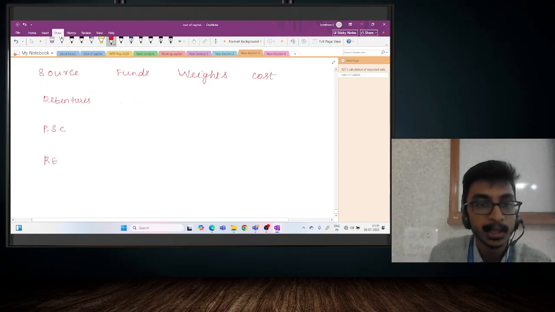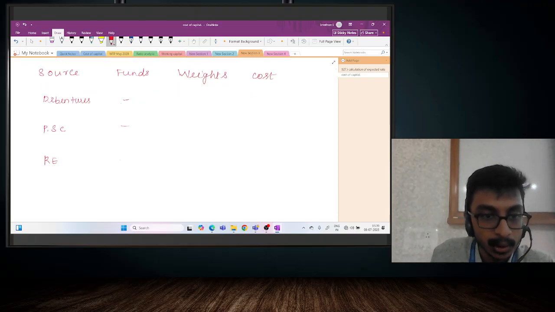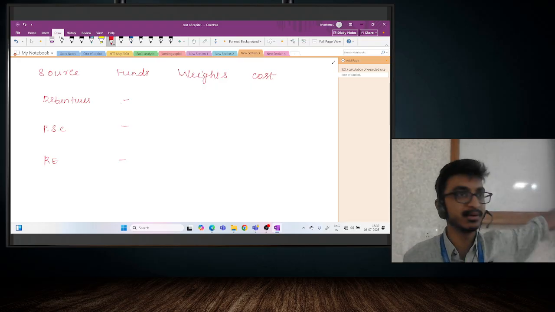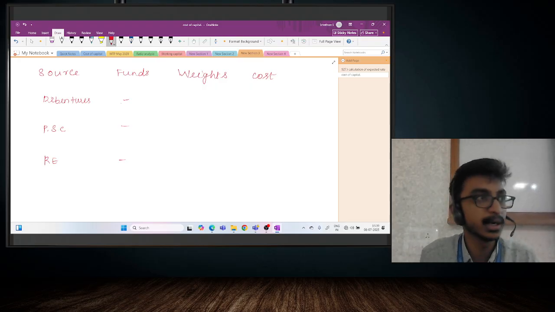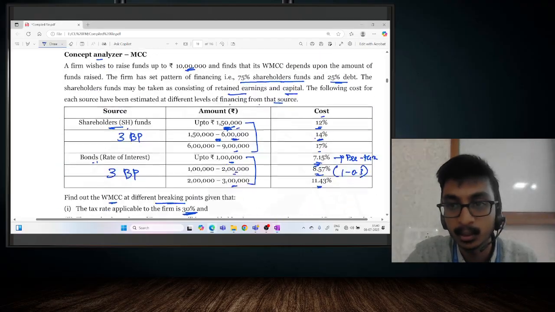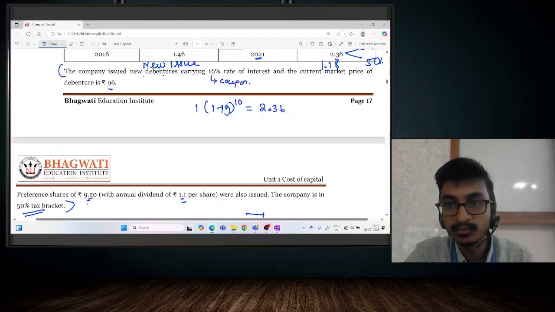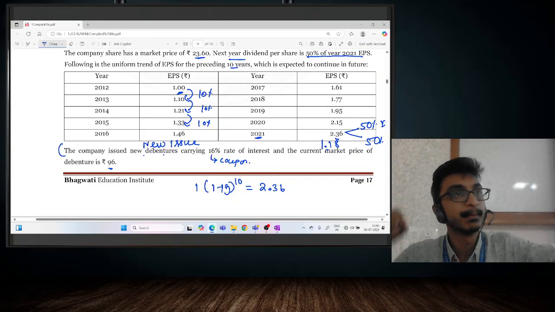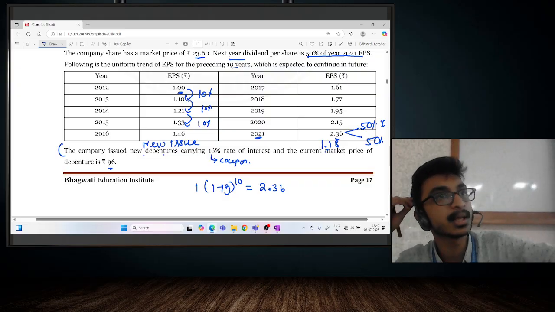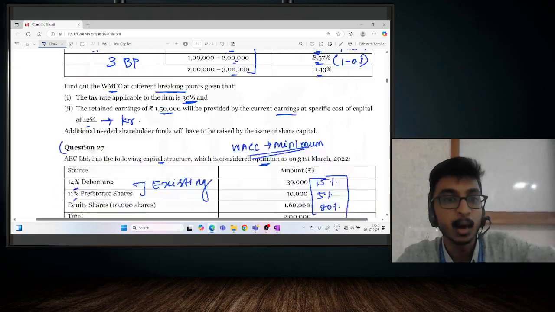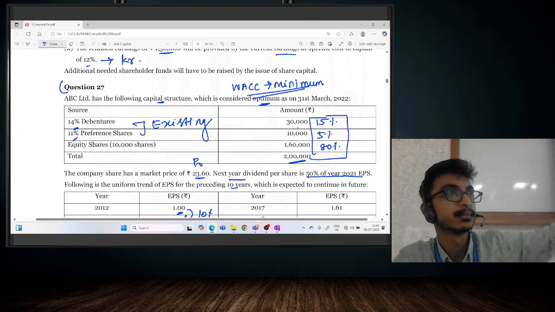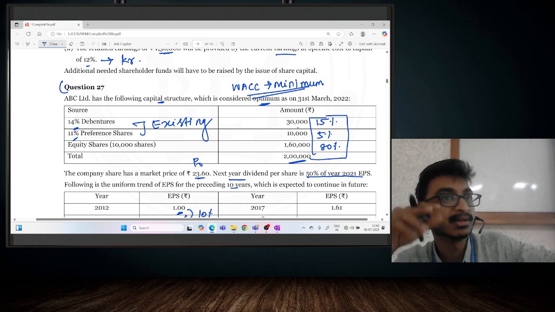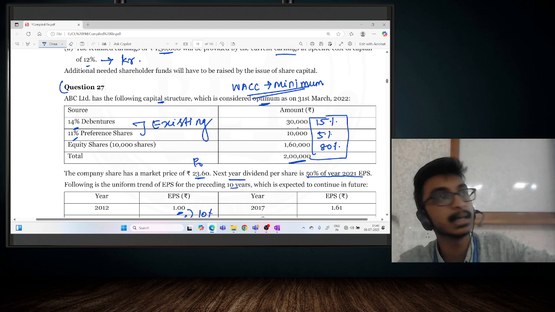So here, information relating to the funds is not given, but still we can calculate the retained earnings amount. Quickly I will tell you how. Out of this EPS of 2.36 rupees, 1.18 is paid out as dividend. Remaining is 1.18. How many equity shares are outstanding? 10,000. So 10,000 into 1.18 we get 11,800. So 11,800 is the retained earnings of the company.